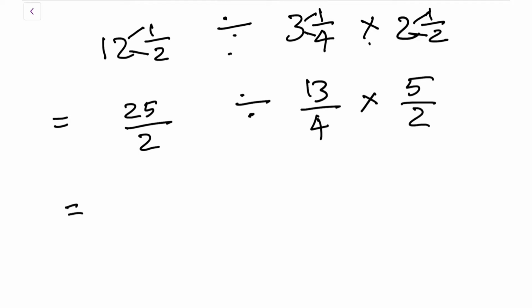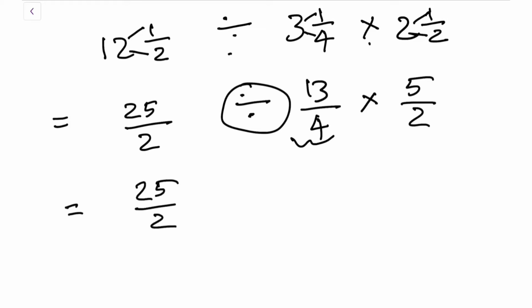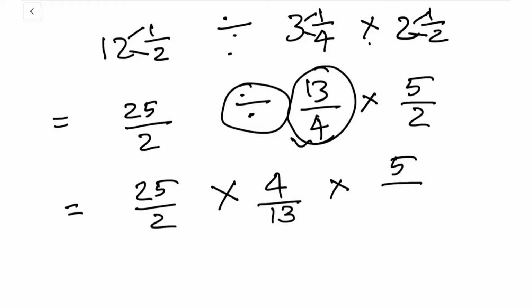Now the second step is to change the division to multiplication and also take the reciprocal of the second fraction. So let's do that. 25 by 2. Now this division is changed into multiplication and 13 by 4 is your second fraction. You need to take the reciprocal of that. That becomes 4 by 13 and keep 5 by 2 as it is.